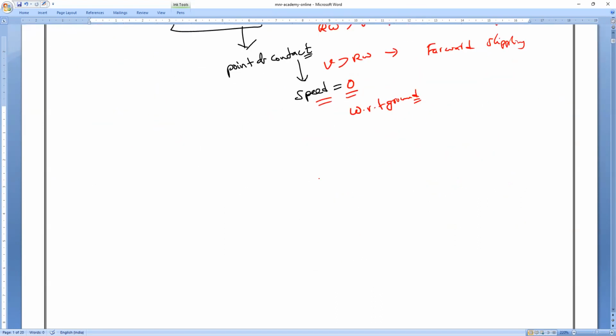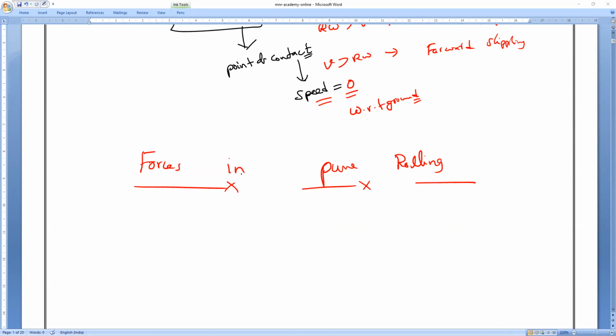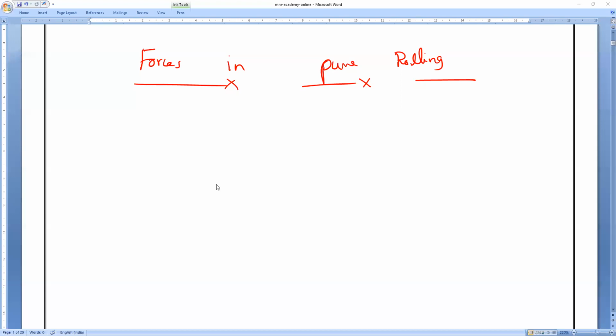Now, if forces are applied in this pure rolling, that is today's class: forces in pure rolling. What will happen, and how do parameters like angular acceleration and velocity change? That is what we are going to study. Let us start now. If you observe very carefully, forces in pure rolling.